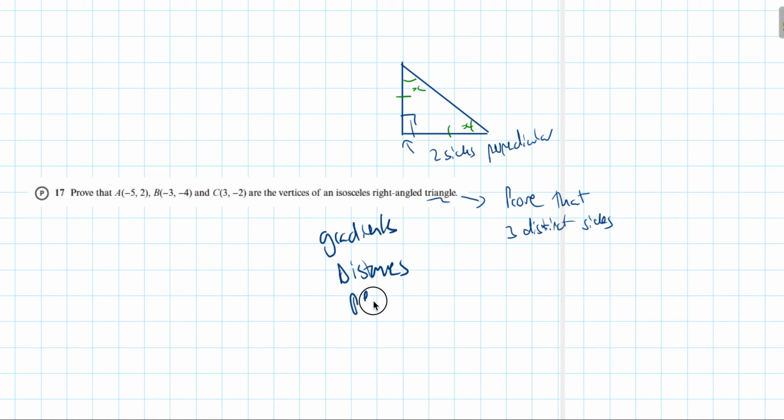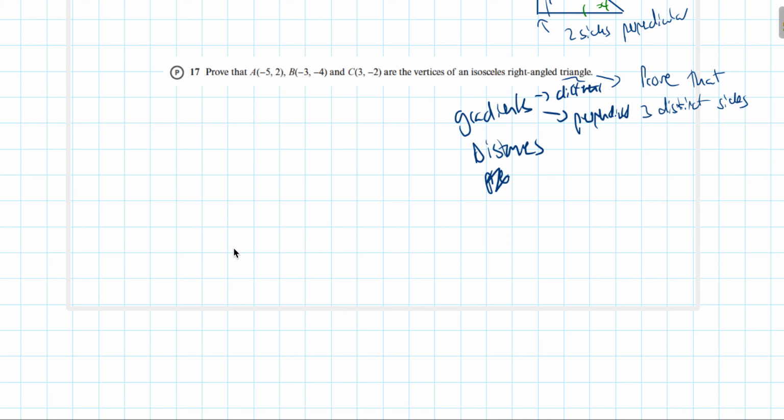And we also want to prove, essentially in the gradients part as well, that they're perpendicular and also that they're different. Proving that they're different means that you prove that there are three distinct sides. So again, you can draw out your situation, and that will hopefully make it easy for you to pick the sides to prove.